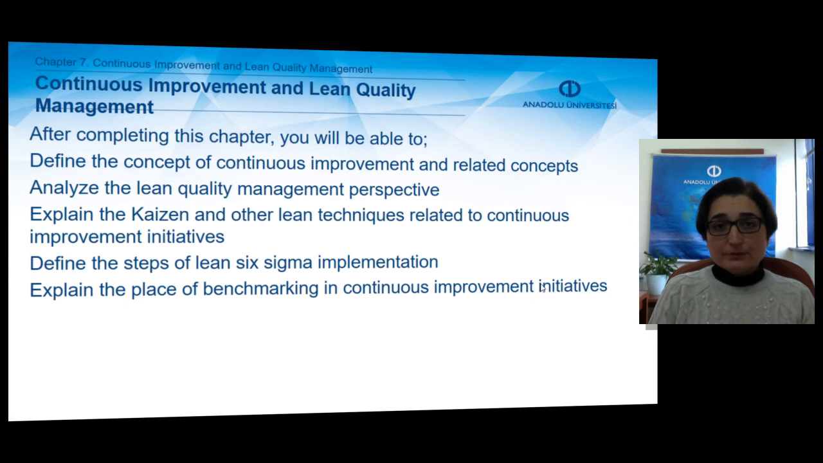quality management perspective, explain the Kaizen and the other lean techniques related to continuous improvement initiatives, define the steps of Lean Six Sigma implementation, and at the end explain the place of benchmarking in continuous improvement initiatives.